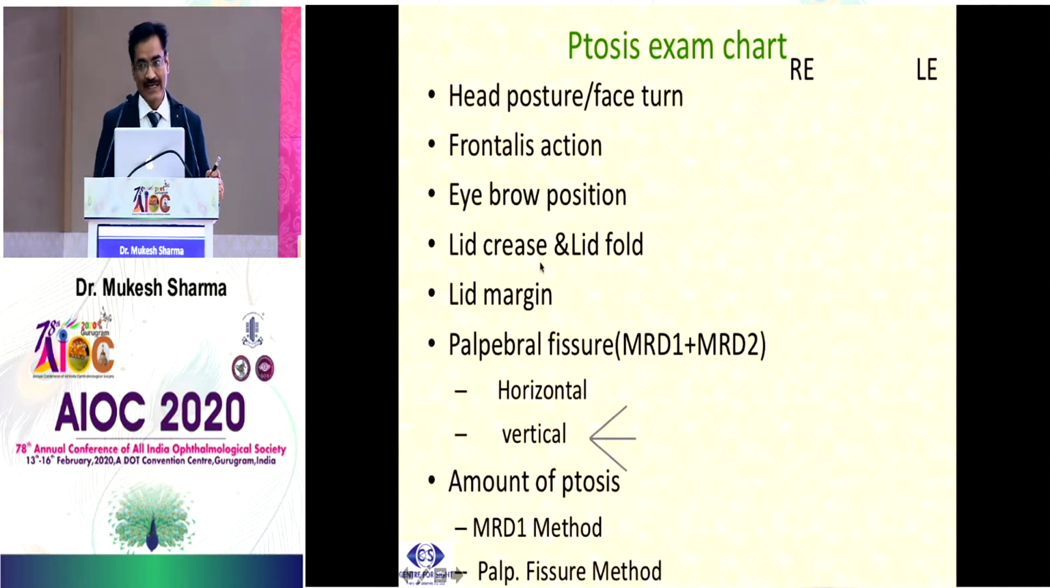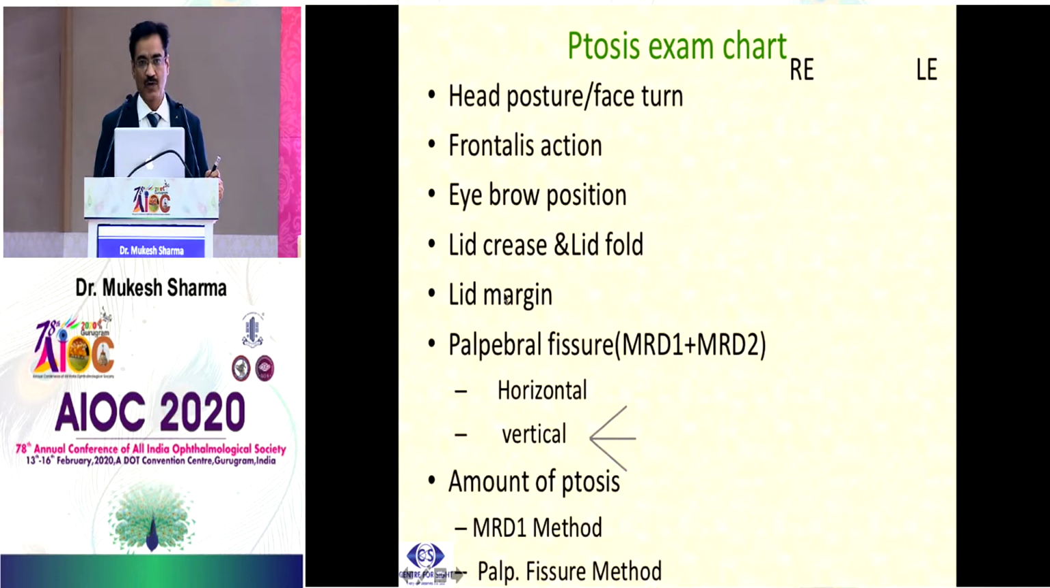Then you check for lid crease and lid fold. In a patient with moderate to good levator function, you will have a good lid crease, and lid fold obviously will be there. If a person does not have a prominent lid crease in the involved eye, then you mark the lid crease as in the other eye. These points should be recorded in both eyes, right and left. So you mark the lid crease in the position where it is in the normal eye. Then lid margin, whether entropion or ectropion or any other marginal problem is there or not. So we are coming from above downward: frontalis, eyebrow, lid crease, lid fold, lid margin.